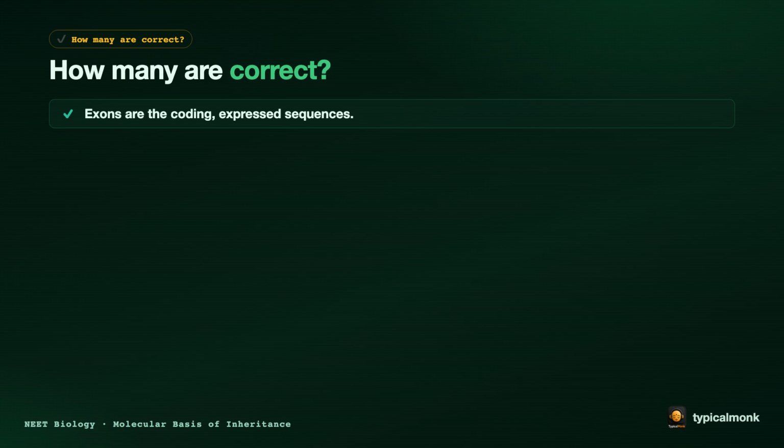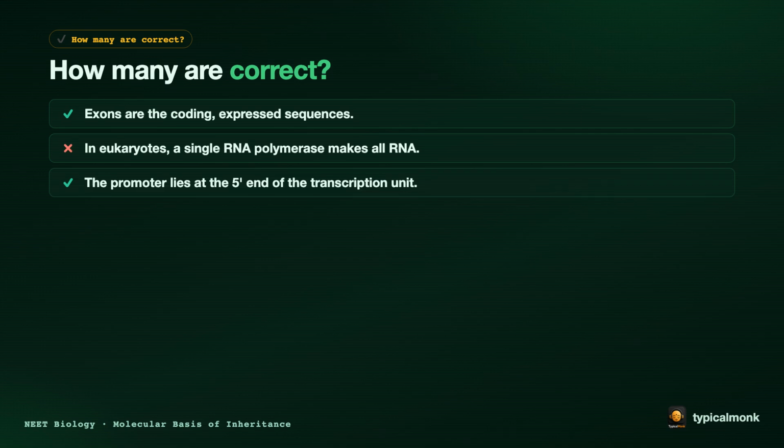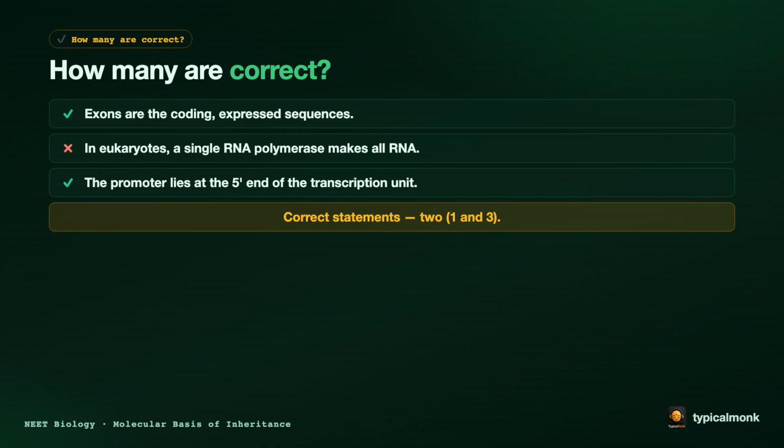Now the third drill, how many of these statements are correct? Check them one by one. First, exons are the coding, expressed sequences. This is correct. Second, in eukaryotes, a single RNA polymerase makes all RNA. This is wrong. Third, the promoter lies at the 5' end of the transcription unit. This is correct. So the correct statements, 2, that is, the first and the third.